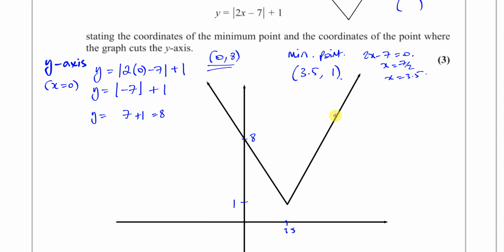So there we have the coordinates of the y-intercept and the minimum point, which is 3.5 and 1. So that's the graph of y equals the modulus of 2x minus 7, plus 1. Okay, so that's that graph drawn.